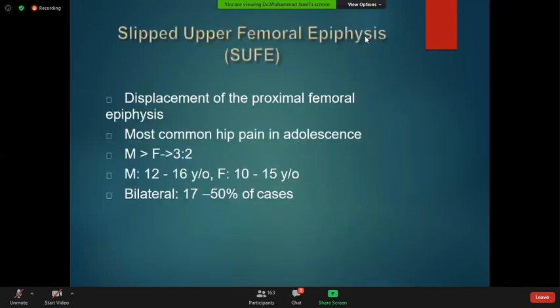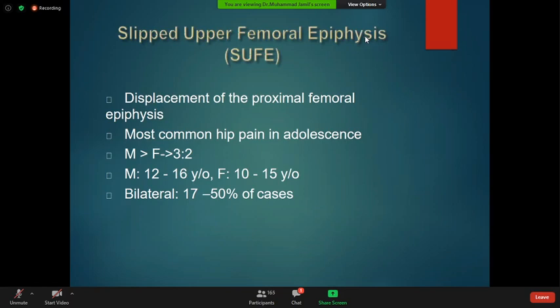Now the other important topic: there is slipped capital femoral epiphysis. What is this? This is the displacement of the proximal femoral epiphysis.